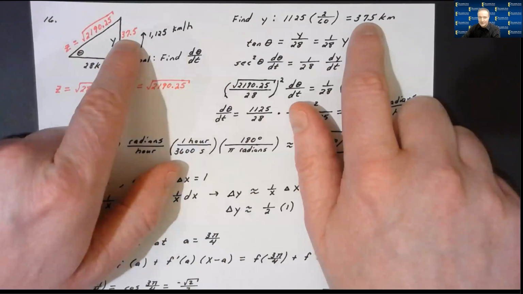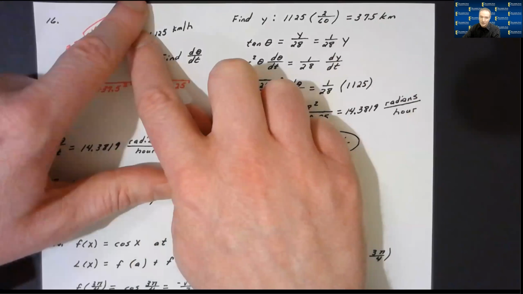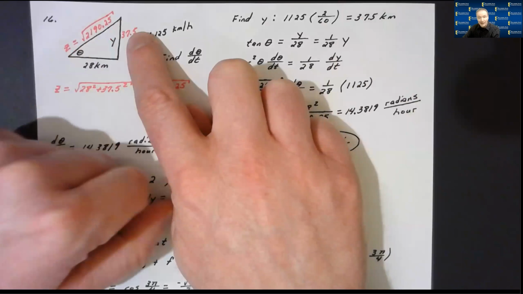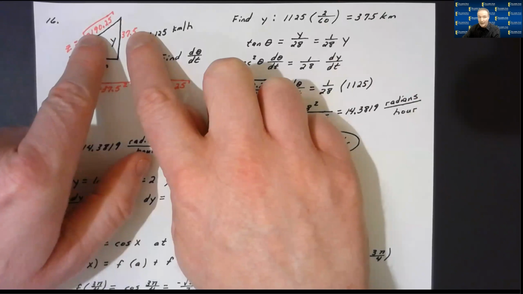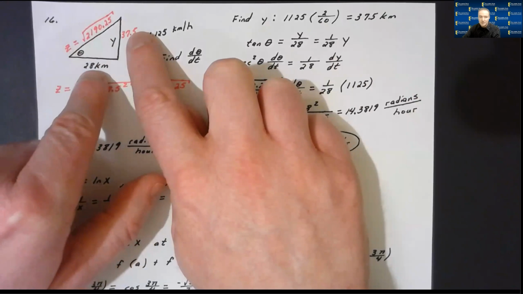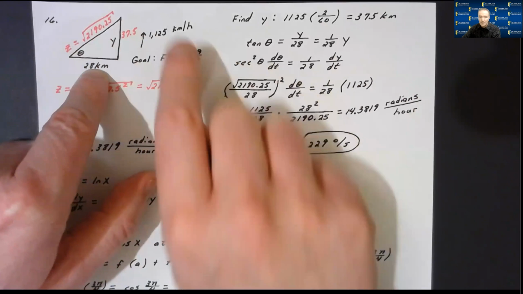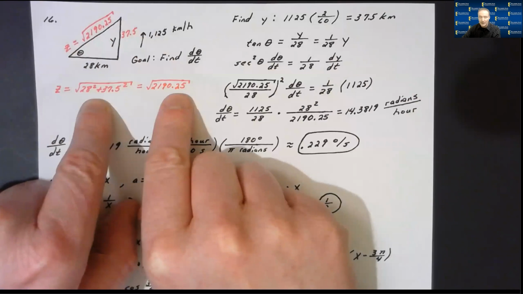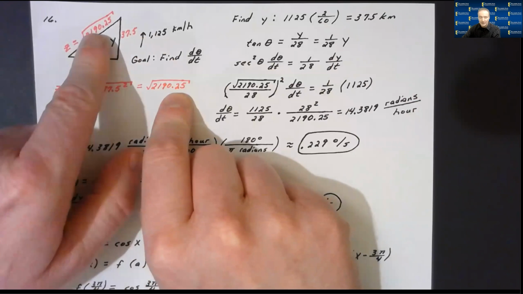Now, as soon as I did that, I went ahead and just found the diagonal to this triangle. I wasn't sure I'd need it. It actually does come in handy later. But I know that the diagonal at the point of interest, since it's going to be the hypotenuse, is just the square root of 28 squared plus 37.5 squared. And when I did that, you can see I got the square root of 2190.25. I just left it like that, so it'd be a nice exact answer.